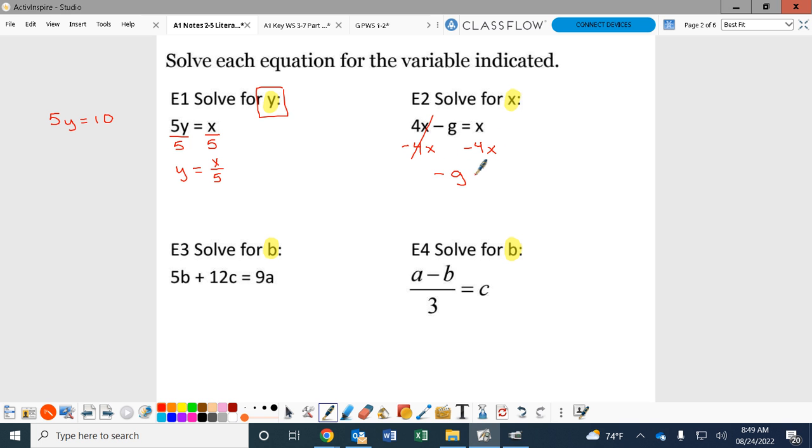Guys, you don't say negative and then a variable. You say the opposite of g. And then we deal with this. This is a 1. It's never written there. 1 minus 4 would put us at negative 3x. Those are like terms. We're combining them. We just use a calculator. We do 1 minus 4. That's it.